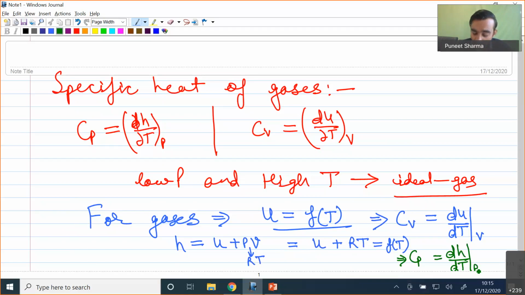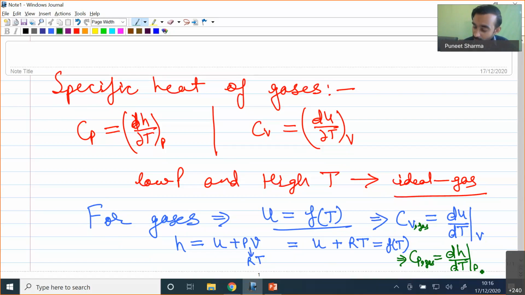So particularly for gases, under the assumption of ideal gases, internal energy and enthalpy are becoming sole functions of temperature. That's why we are avoiding the partial derivative here and writing the derivative in the form of an exact, ordinary differential: du by dt at constant volume for CV of gas, and Cp of gas as dH by dt at constant pressure.